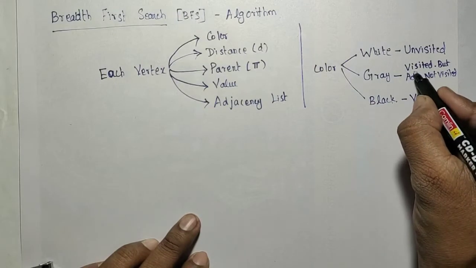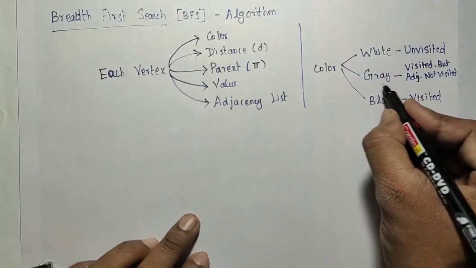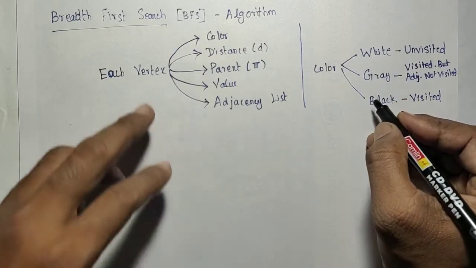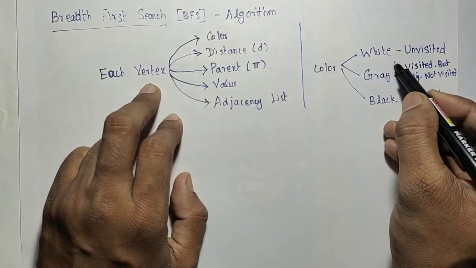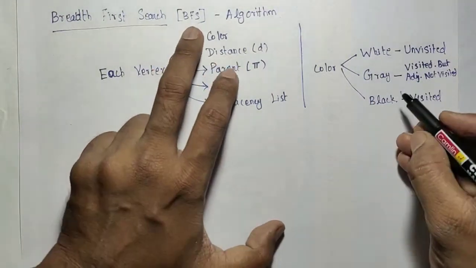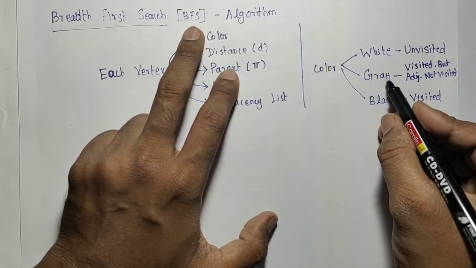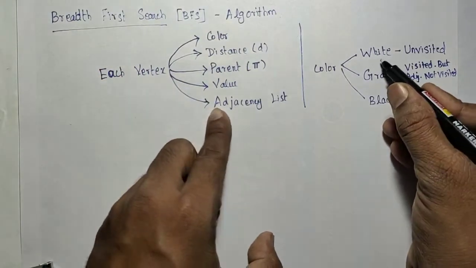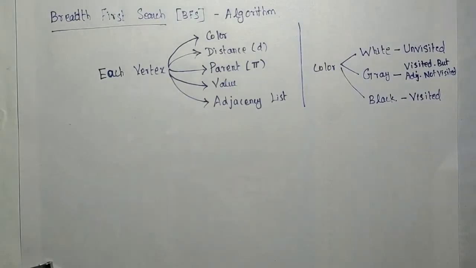So gray means that the node is visited, but the adjacent nodes are not yet visited. In that case, the color will be marked as gray. Initially all the vertex colors will be white. At the completion of the algorithm, all the colors will be changed to black. In between, during the algorithm, the color may change to gray. White to gray and gray to black. Like that it will be changed.